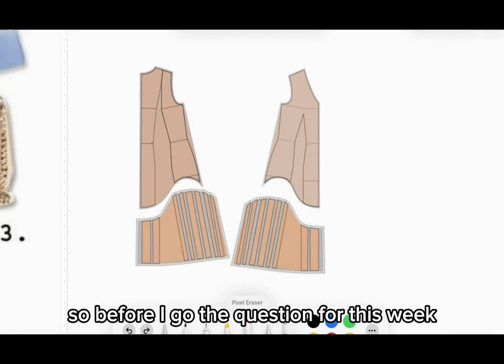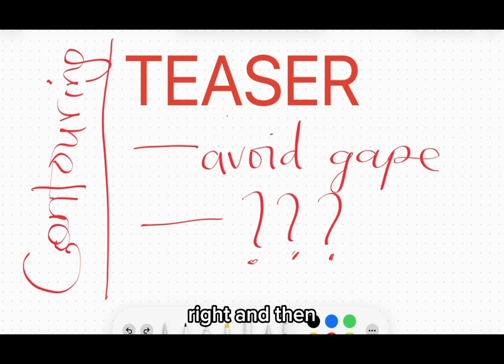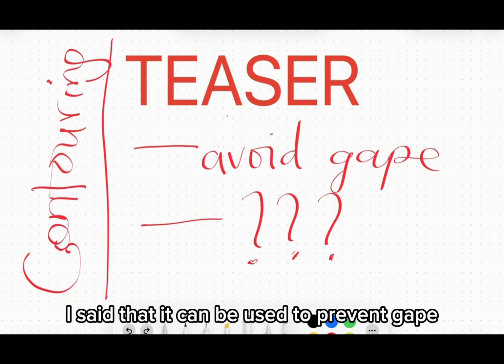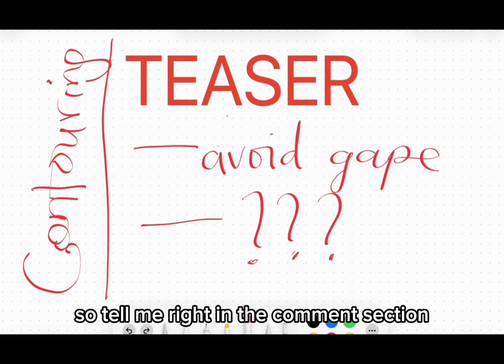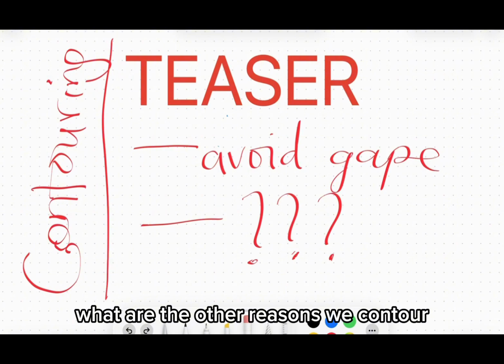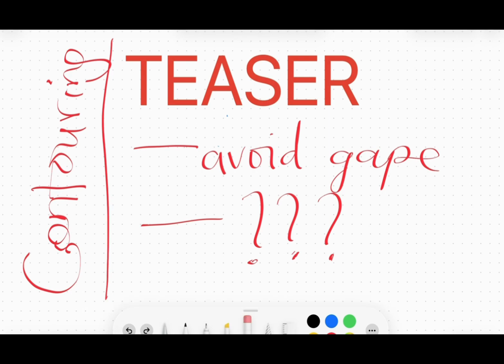Before I go, the question for this week: obviously we've learned something about contouring, and I said that it can be used to prevent gape around the neckline. So tell me in the comment section, what are the other reasons we contour? For what other reasons do we contour our pattern?